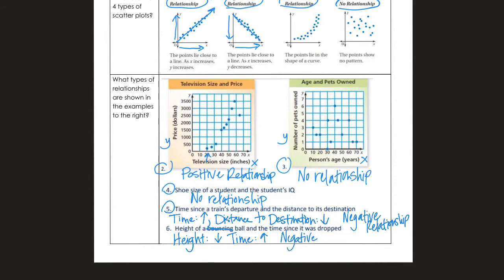The reason why I crossed off bouncing is, if you were to drop a bouncy ball, it would go down and it would bounce back up. And that's something that you're going to see in the future in your algebra courses about what type of relationship that is. But we didn't want to confuse you, so we're just talking about dropping a ball.